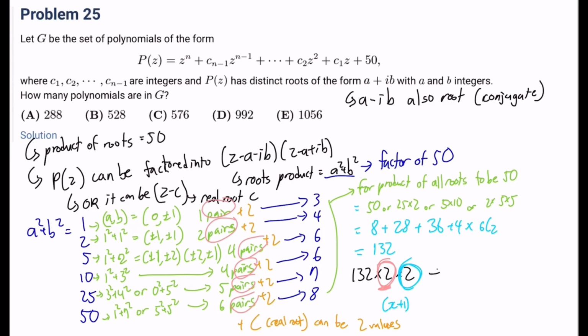So in total, this gives us a value of 528. And that is our final answer. Our answer is B.